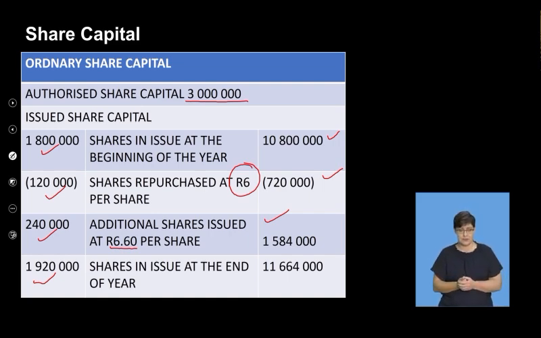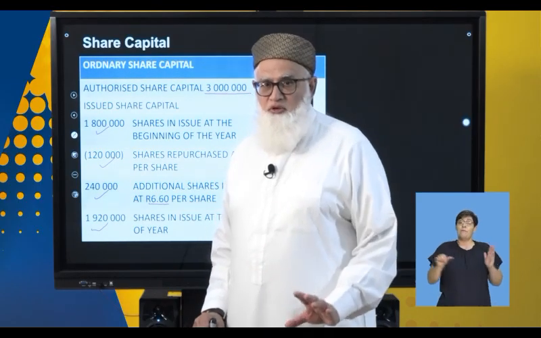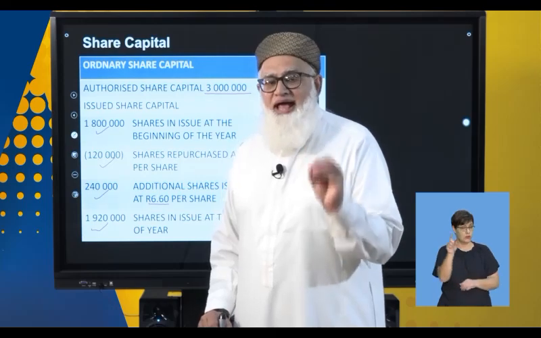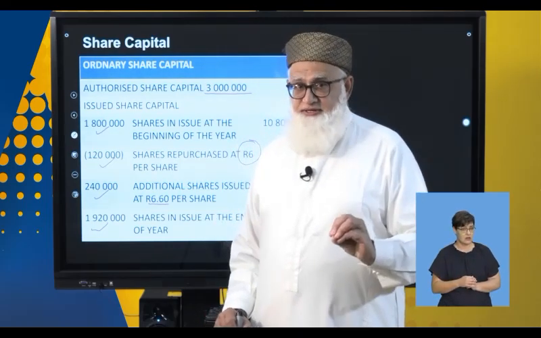Now, do the maths here, obviously using your calculators. 10,800,000 minus 720,000. Bracket means you subtract. Plus 1,584,000 will give me my closing share capital value of 11,664,000. Now guys, what is very, very important is to look at the information that is provided.